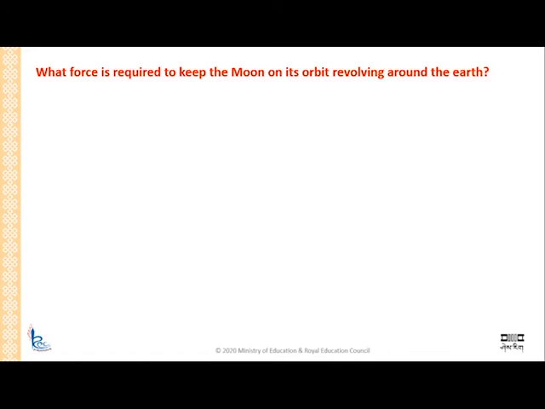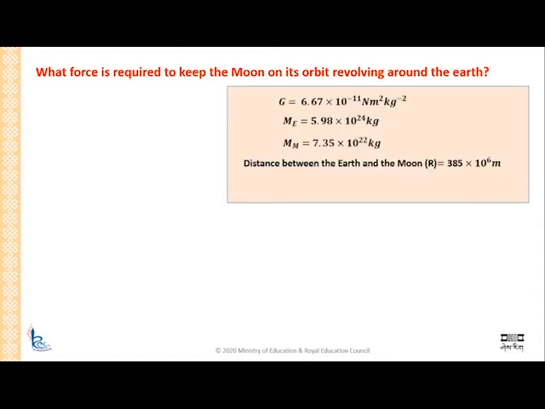Now the next thing is what force is required to keep the moon on its orbit revolving the earth. This is related to the first slide that I have shown, that the moon revolves around the earth without being attracted towards the earth, unlike the falling of an apple. So what is that force that keeps the moon revolving around the earth?